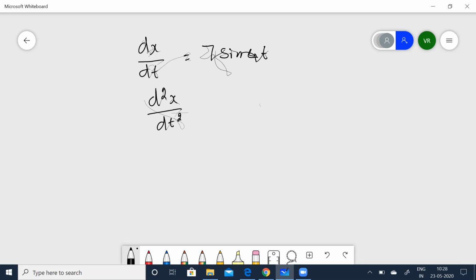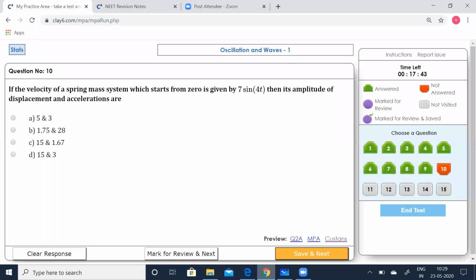In order to find the acceleration, we need to differentiate this. So d squared x by dt squared is equal to 7 4s are 28 cos 4t. And in order to find the displacement, we need to integrate it. So x would be 7 by 4 into 1 minus cos of 4t. From this we can see a is 28 and x is 7 by 4. Let's see which option is correct. 28 and 7 by 4. Yeah, B option is correct. So 7 by 4 is 1.75. That is correct. Skip that. Go to the next.